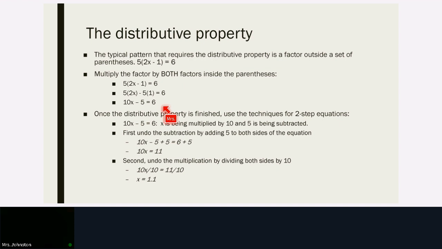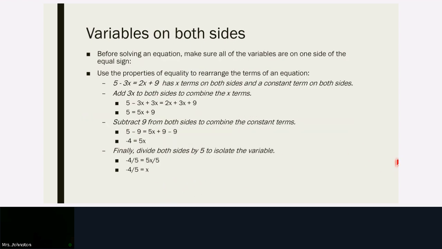Now, once that distributive property is finished, you can see that you're left with a nice little two-step equation that can be solved in the same way I just described. 5 is being subtracted, so you'll add it first, remembering to do it to both sides, and get 10x equals 11. Finally, you will divide 10 from each side because it's being multiplied. 10x divided by 10 leaves x alone, and 11 divided by 10 is 1.1.